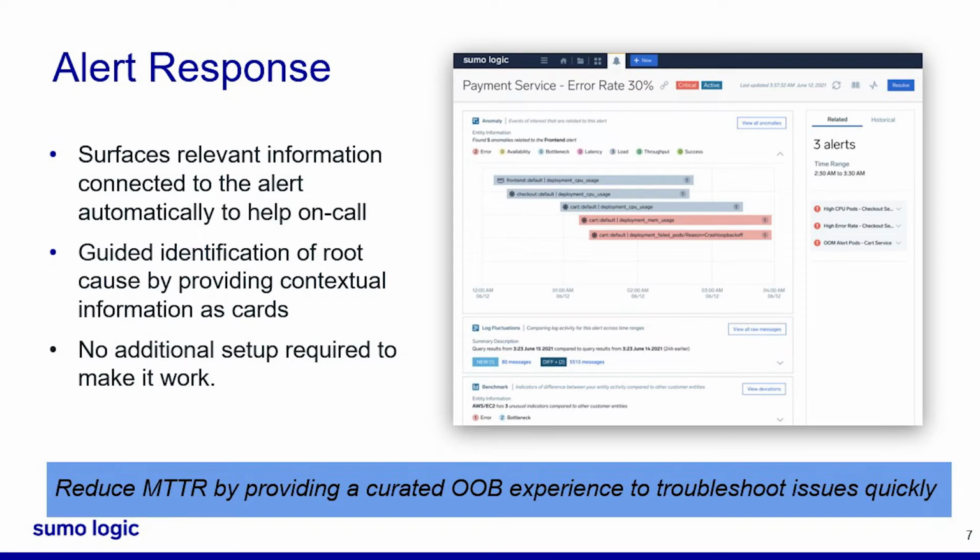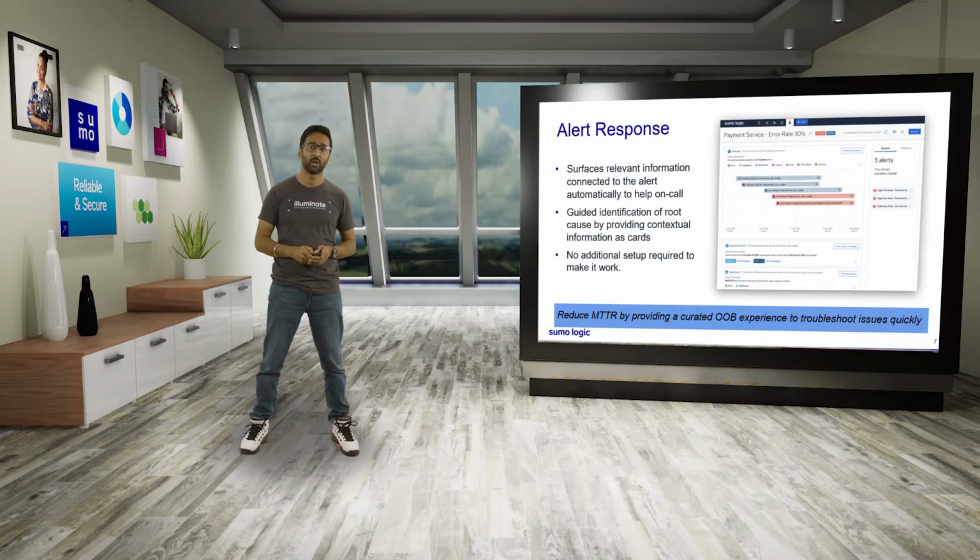So we designed the alert response feature to solve these pain points and make the troubleshooting workflow easier. The 2 things that this feature does are, A, it surfaces relevant information about the alert that helps answer some of these top of mind questions, like what triggered the alert, how severe it is, and so on. The second is it guides root cause analysis by surfacing abnormalities in the system related to the alert using ML and analytics. And all of this happens out of the box when you set up monitors within Sumo Logic. Let's dive a little bit deeper to get more details.